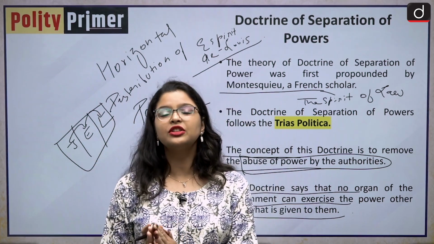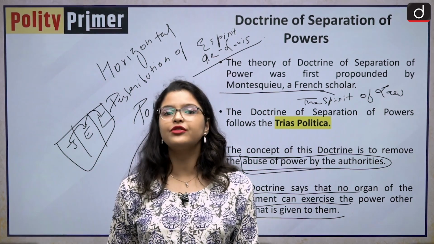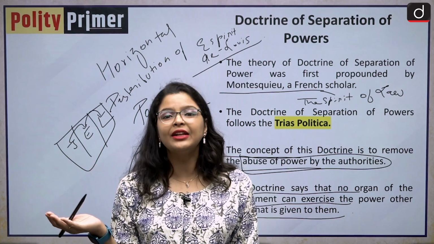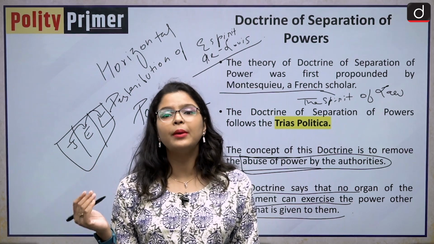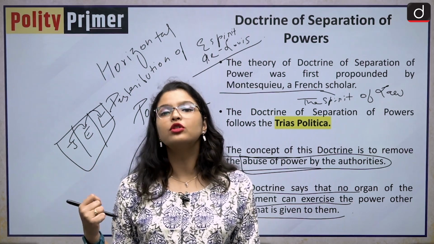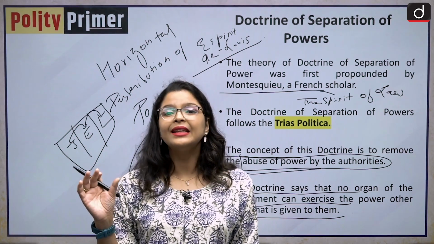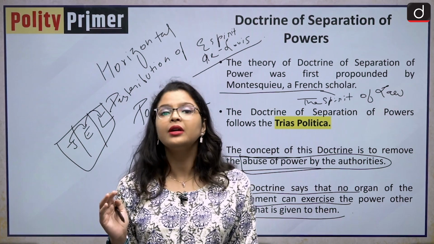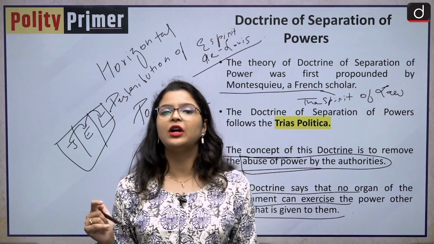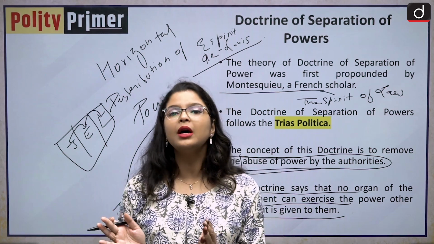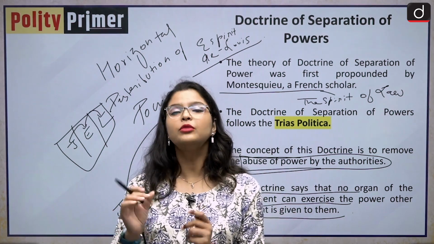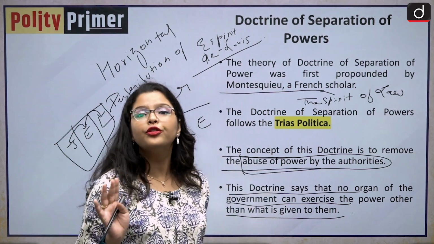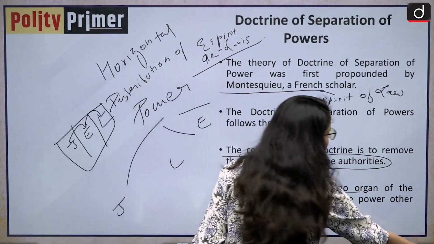So this is in essence the meaning of the doctrine of separation of power, that the organs of the government perform well-defined functions which are given to them by their respective constitutions, and they cannot encroach upon the functions of the other organs of the government. So this was all about the meaning of the term doctrine of separation of powers. It essentially depends on four fundamental principles. And what are they?